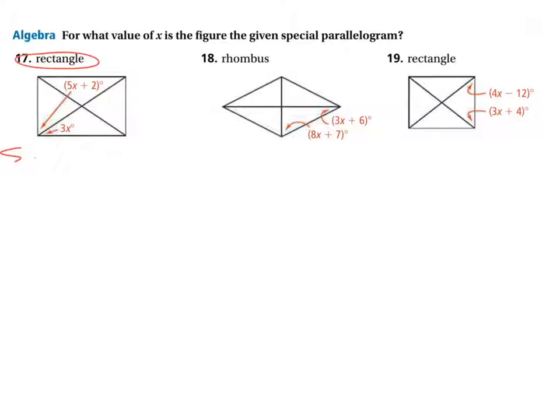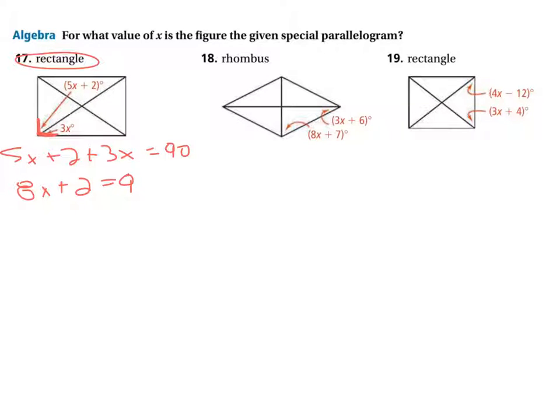So you can say 5x plus 2 plus 3x must equal 90 degrees, because that is a 90-degree angle right there. And the angle sum theorem says you add them both together, you get the big angle. So you then get 8x plus 2 equals 90.